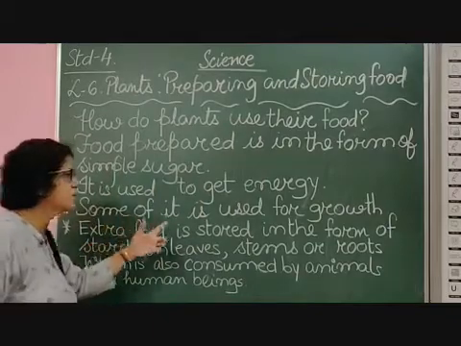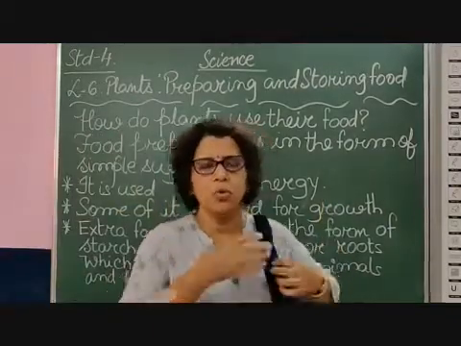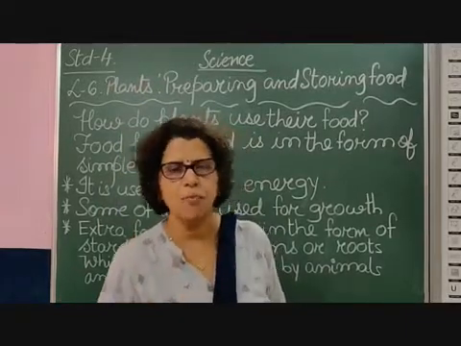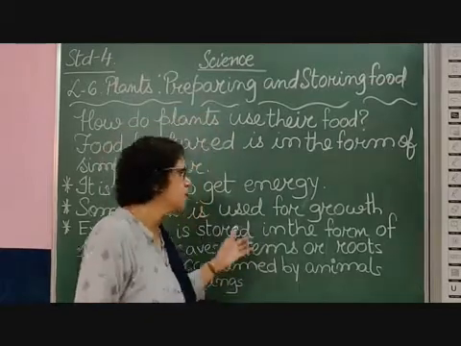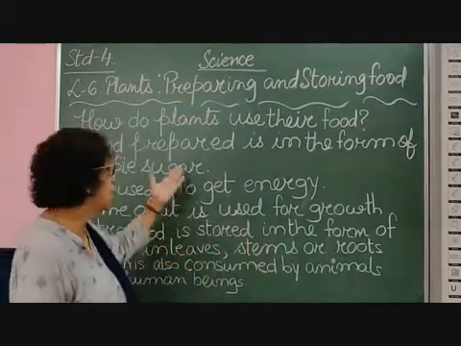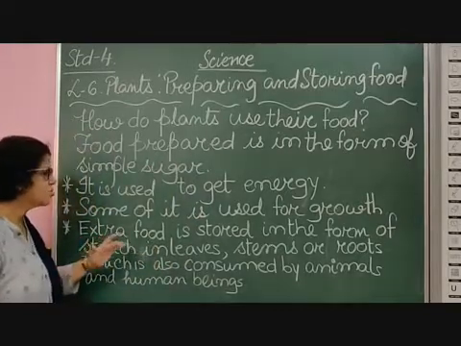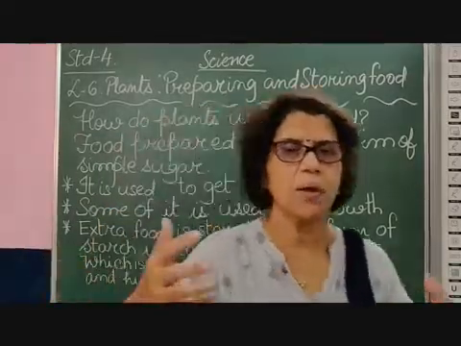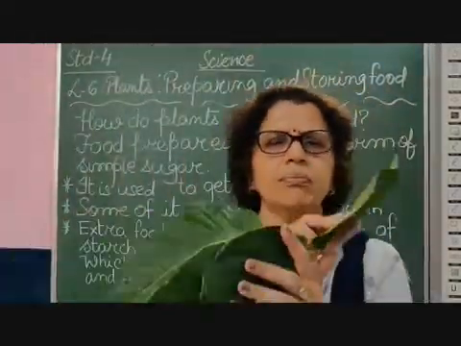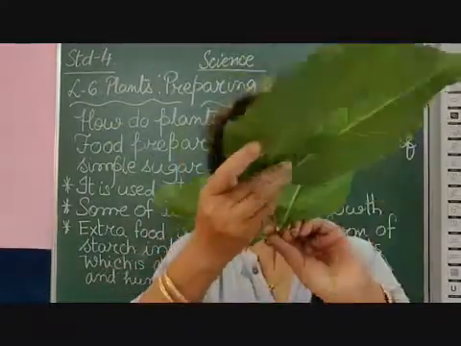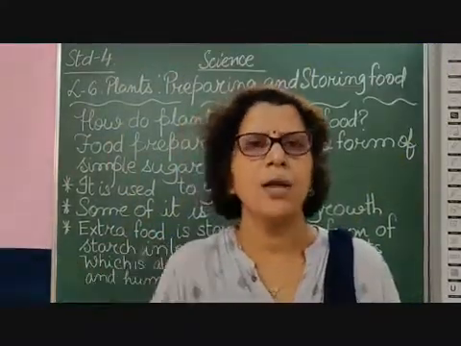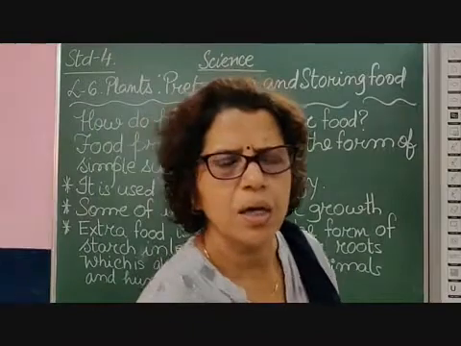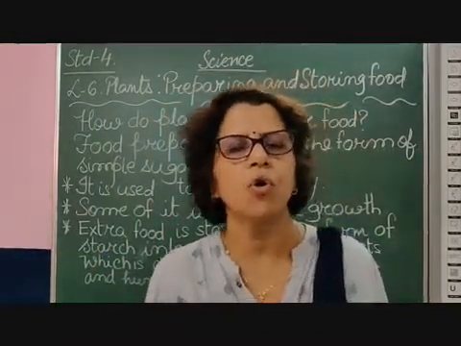Some of it is used for their growth, for their growing up. So from this small seed it grows to the big plant, or from the sapling it grows, it all grows from seed only. So for the growth the plants need this starch. Extra food is stored in the form of starch in leaves, stems or roots. We discussed previously that with the help of these veins, they provide the food to each and every part of the plant. This is only the leaf.